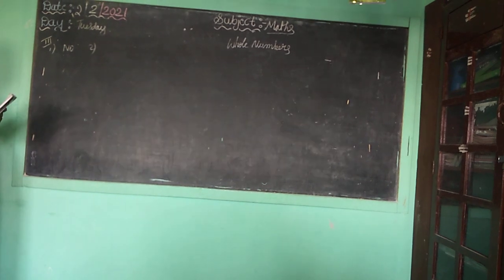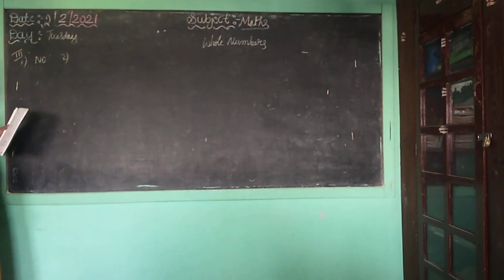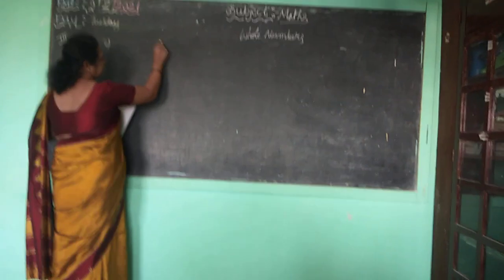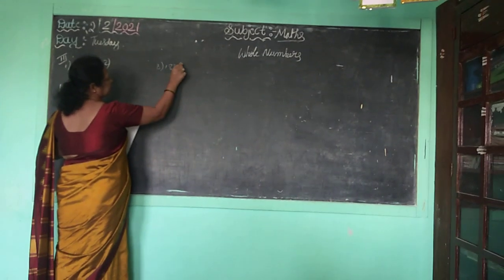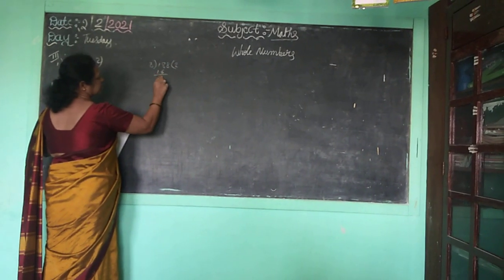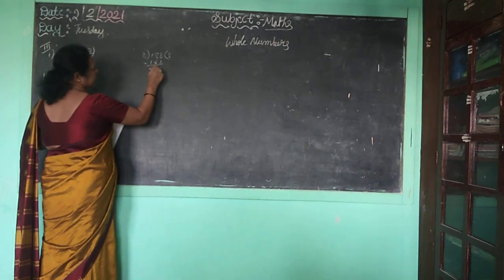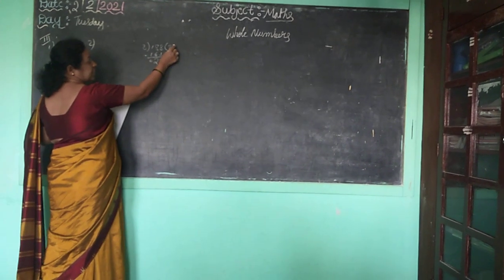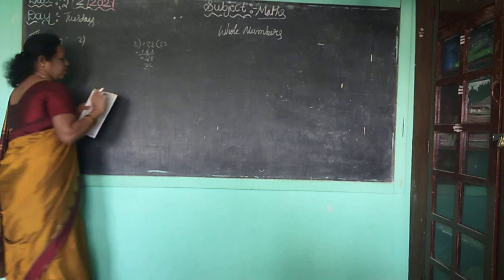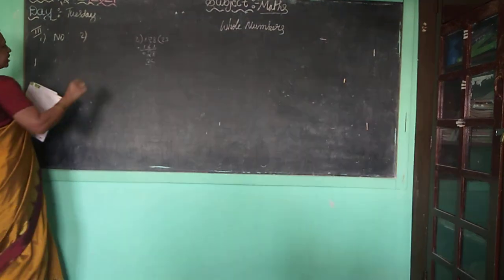Second one. Is 8 a factor of 188? So you divide 188 by 8. See, 8 2s are 16. Take down 8 now. 28, 8 3s are 24. So is 8 a factor of 188? No.